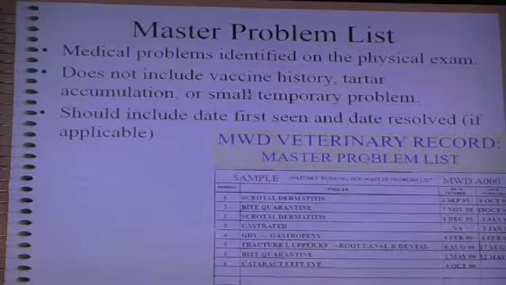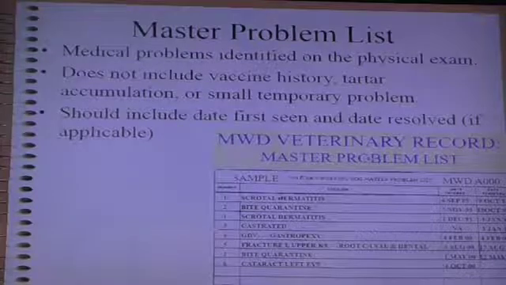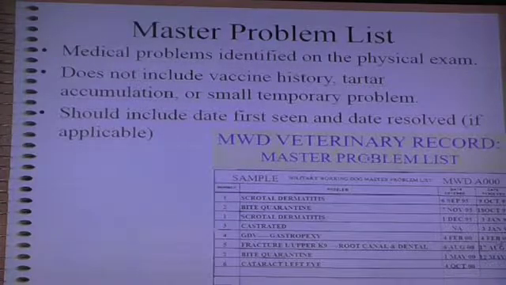Usually doesn't include routine stuff like vaccine history, tartar accumulation, smaller temporary problem. We usually don't put it on there. We have a date noted and a date resolved, because you can fix some problems, right? That's what a master problem list is all about. So you can quickly say, once you get out and practice and you're in your established clinic and this client comes in, you've seen this patient, this client for the last 9 years. You can look back at the master problem list and say, hey, every time they went on vacation, this dog came in with diarrhea. He's probably got stress diarrhea. That will help you, okay? Or you see a pattern, it might help you diagnose a serious disease that they're developing. So there's a lot of reasons for this.